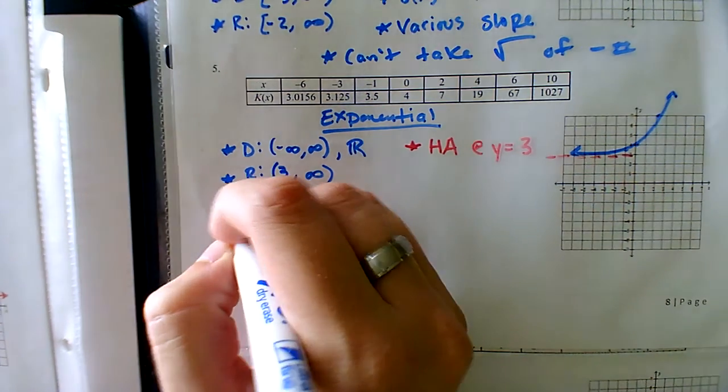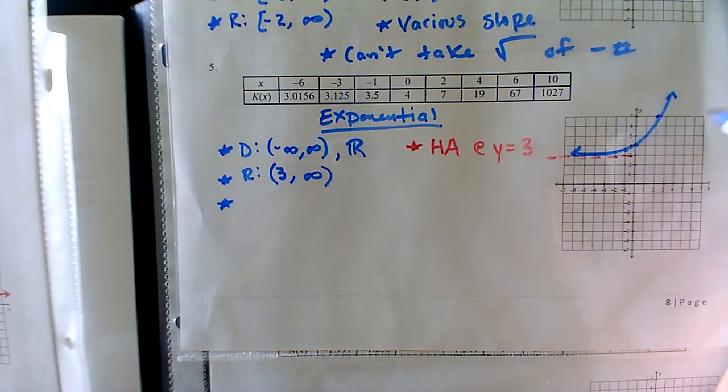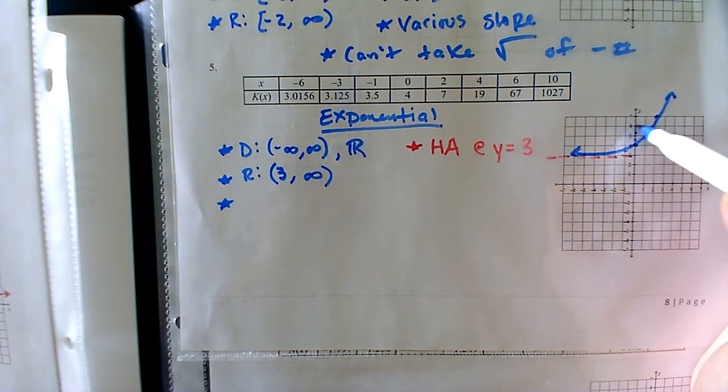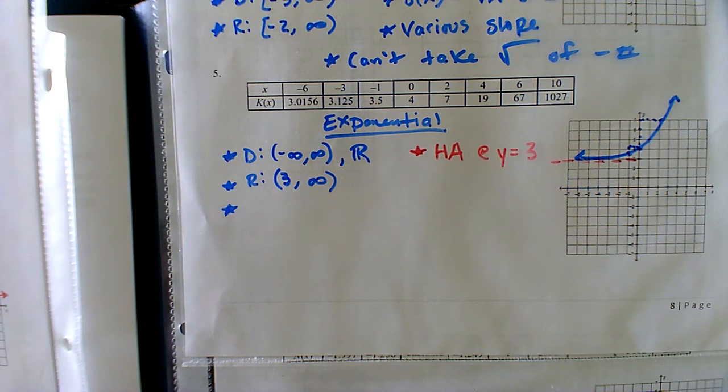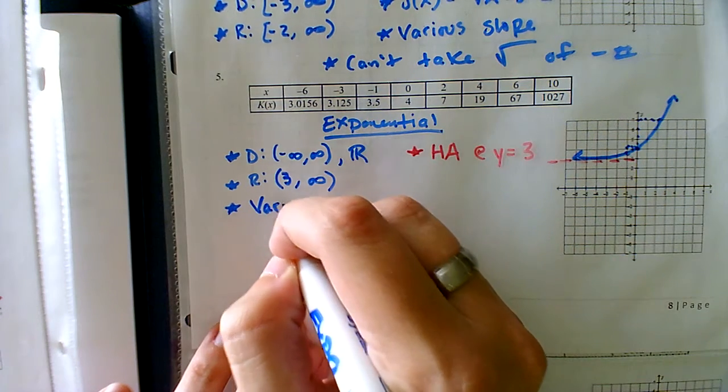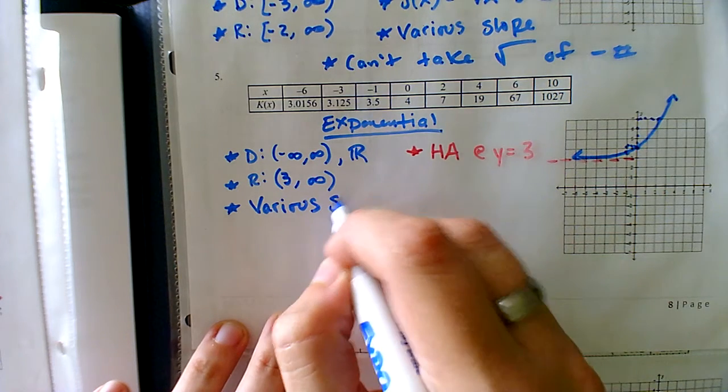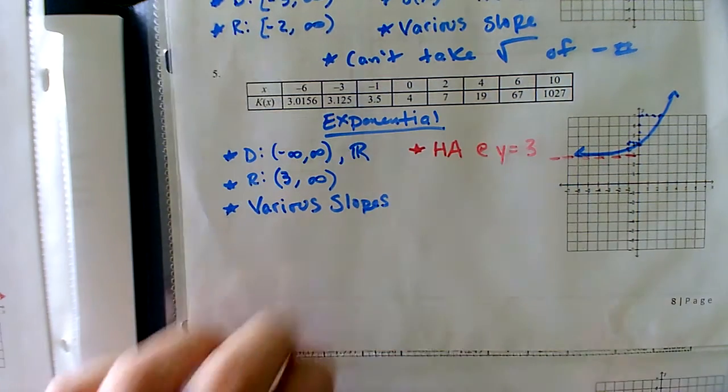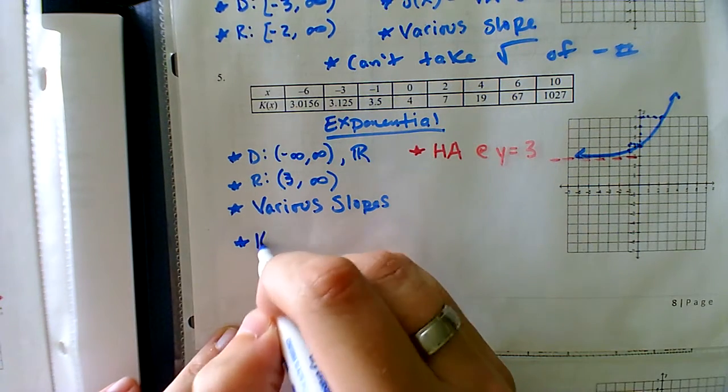Nice. All right, if we were to pick some slopes here, constant or various? Various, definitely. There's a big curve to this graph. All right, let's go ahead and try to tackle the equation.